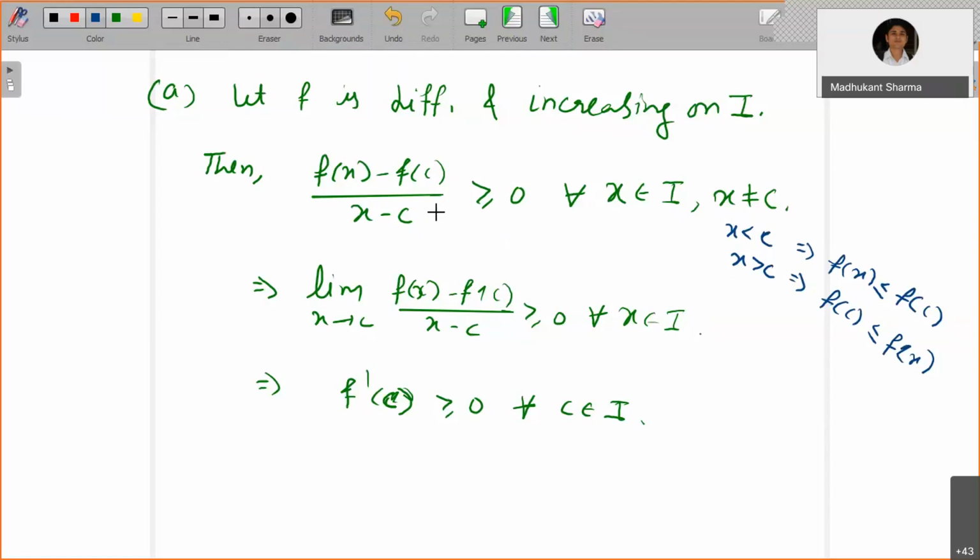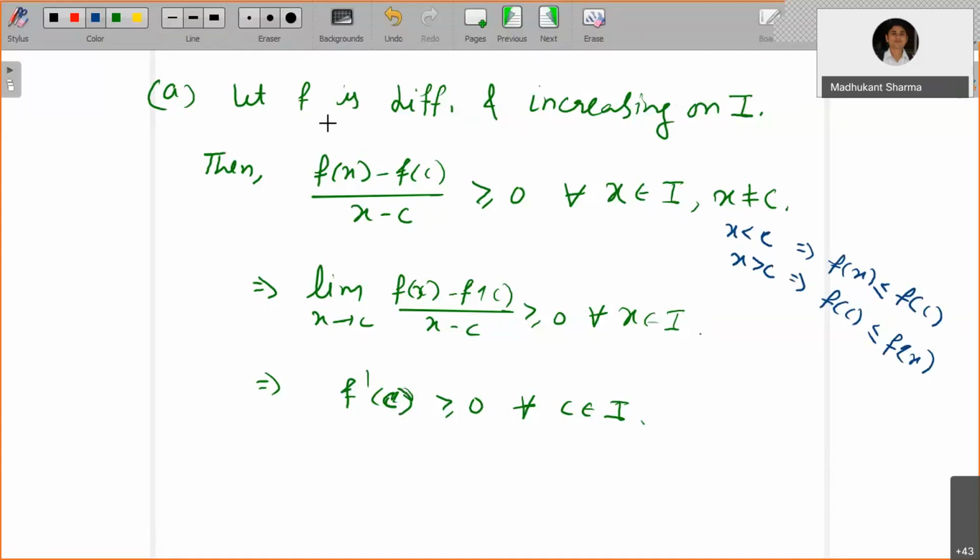Now since we have already known that if a function is greater than or equal to 0, then its limit is also greater than or equal to 0 for every x. So in the limiting sense, f dash of c is greater than or equal to 0 for every c. You started with a particular point c, and you have shown that at that point it's non-negative.